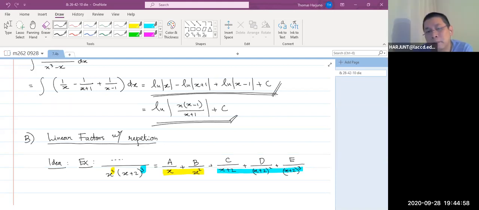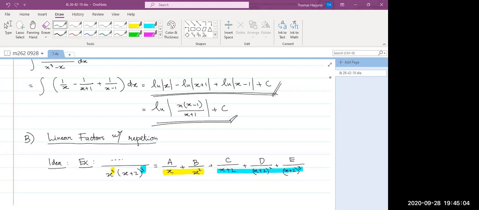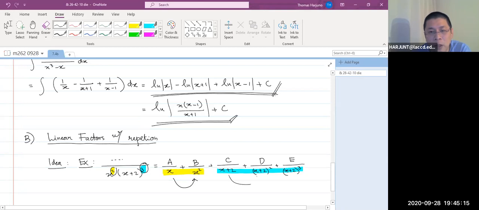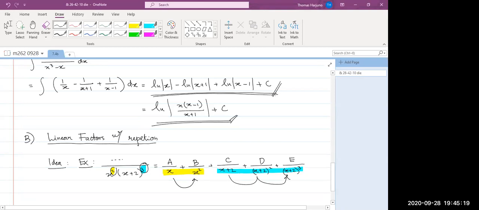Different type. The one we got earlier, we have linear factors without repetition. Right now, if there is repetition, then you need to repeat it. If it's squared, then you need to repeat it twice. If it is cubed, you need to repeat it 3 times with different exponents up to the degree. Okay.